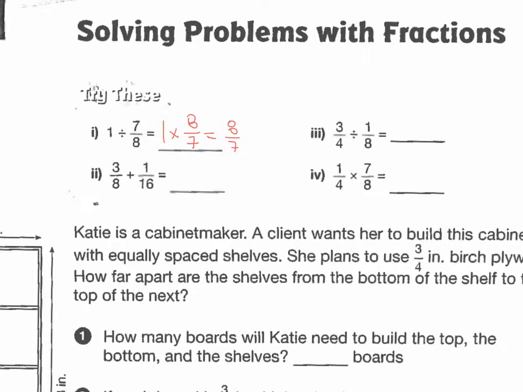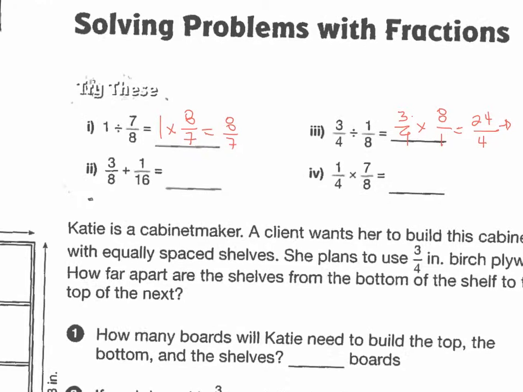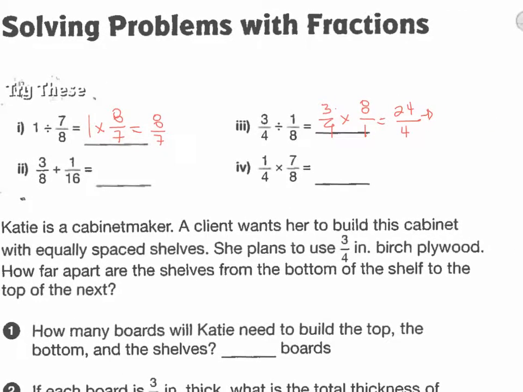This one is 3/4 divided by 1/8. That's the same as 3/4 multiplied by the reciprocal. So multiplied by 8 over 1, which gives us 24 over 4. So 3 times 8 is 24, and 4 times 1 is 4. And this reduces to 6.